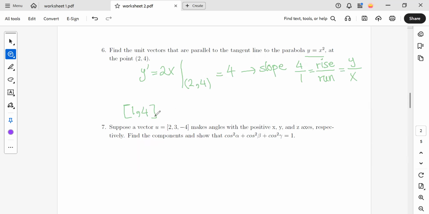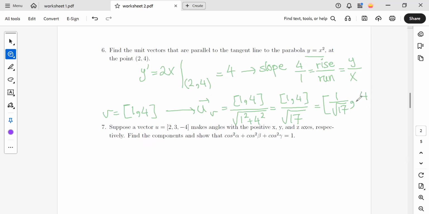If we pick this one as the vector, so the unit vector, which is related to v, would be 1 and 4 divided by the absolute value, which is square root of 1 squared plus 4 squared. That would be 1 and 4 divided by square root of 17, which is 1 over square root of 17, and 4 over square root of 17.